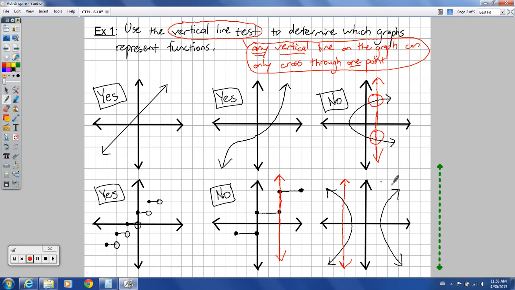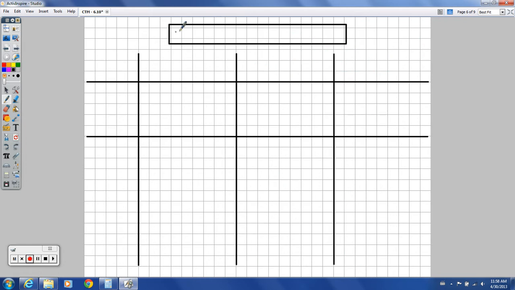But this is a no, because it crosses more than 1 point. We found a vertical line where that happens. Let's move on to just a summary here.